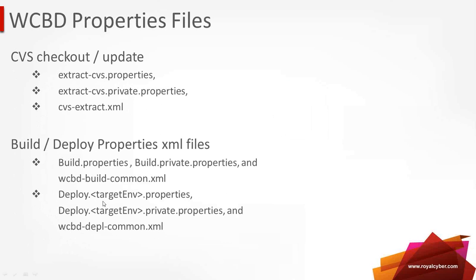For the deploy process, these three scripts are used, and these are target specific. For each of your different environments, you have to specify those names here. For instance, for dev it will be deploy.dev.property, and deploy.test.property. Similarly, you can create a number of files for your different environments. I think in the following slide, I will show how we trigger these scripts.